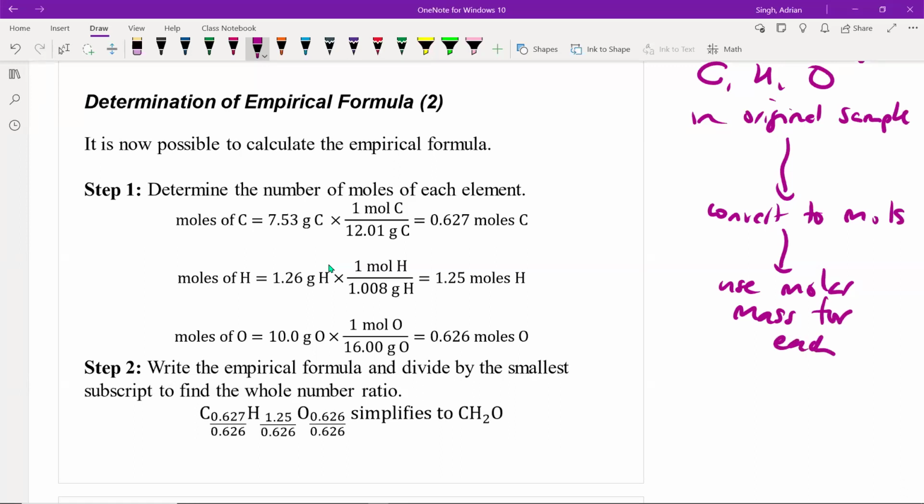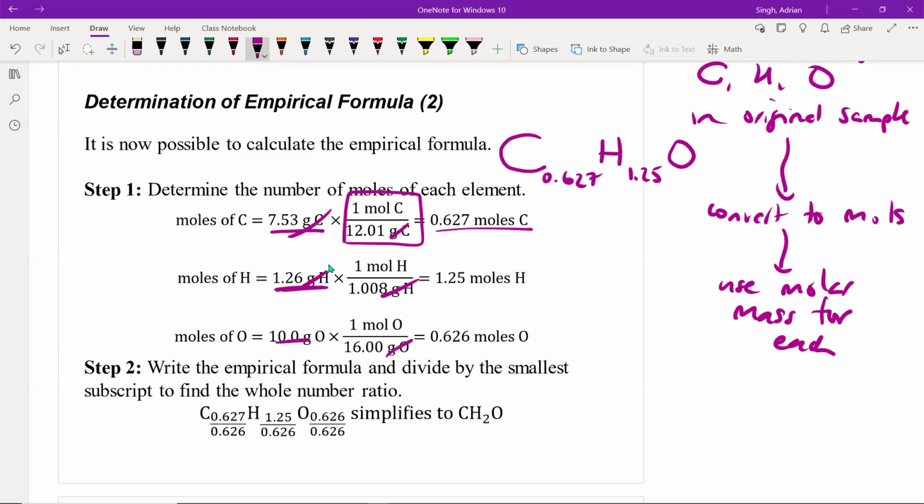So I have the grams of carbon that I calculated, and the molar mass of carbon is 12 grams per mole. I set it up so that the grams of C goes away, and I get 0.627 moles of C. So now I can start writing my chemical formula. Remember, the subscripts in a chemical formula give you a mole ratio, or the moles that you have of each. So I have 0.627 for C. And then I have H. Well, I know how many grams of H were in there. I divide by the molar mass of H, so the grams of H go away. I get 1.25 for H. And then the O, which we determined was 10 grams, divided by the molar mass of oxygen, which is 16. That gives me 0.626.